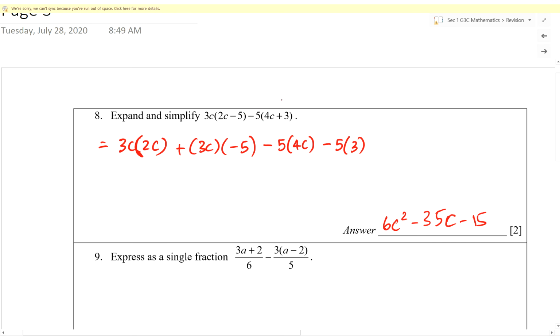One way we can look at it is, when you remove the brackets with a negative sign, all the signs inside will change. From a positive 4c, it will become a negative something. From a positive 3, it will become a negative something as well. So expanding all this out, 6c squared minus 15c minus 20c minus 15. Then you group all the c terms together: 6c squared minus 35c minus 15.